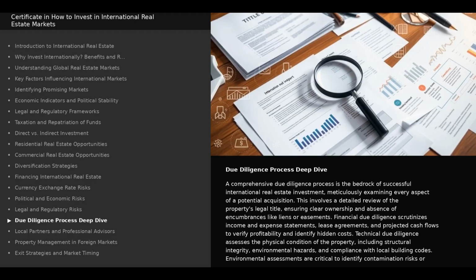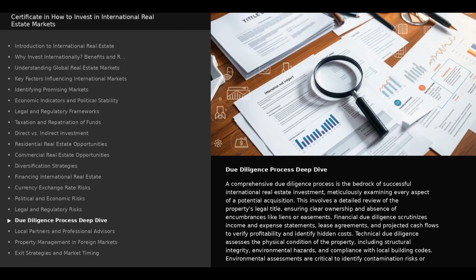Due diligence process deep dive. A comprehensive due diligence process is the bedrock of successful international real estate investment, meticulously examining every aspect of a potential acquisition. This involves a detailed review of the property's legal title, ensuring clear ownership and absence of encumbrances like liens or easements. Financial due diligence scrutinizes income and expense statements, lease agreements, and projected cash flows to verify profitability and identify hidden costs. Technical due diligence assesses the physical condition of the property, including structural integrity, environmental hazards, and compliance with local building codes.